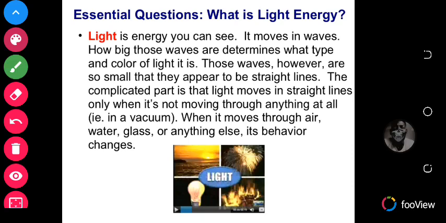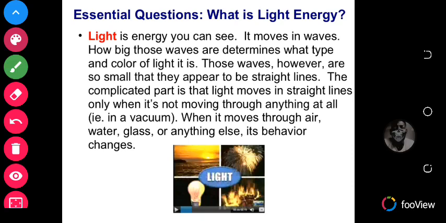Essential. So, what is light energy? Light energy is basically the energy you can see. It moves in waves. So light energy is the energy that enables us to see. Without light energy, we would all be in darkness and we can't see.